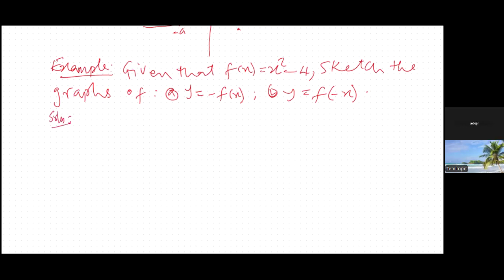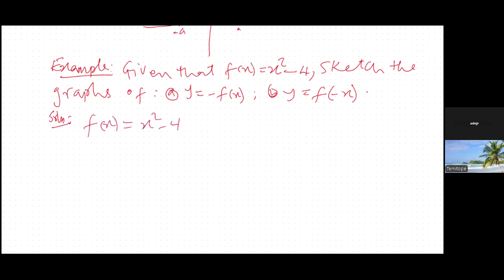Okay. Now, this is how to go about it. The first thing you will do is to sketch the graph of this itself before you can now talk about sketching for A or B. Now, you know that A means reflection in x-axis, while B means reflection in y-axis, right? So the first thing I will do is to sketch f of x itself. So f of x equals x squared minus 4.